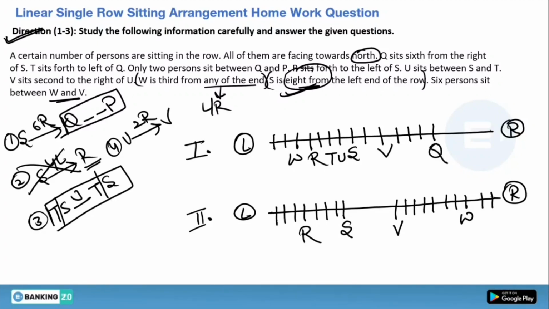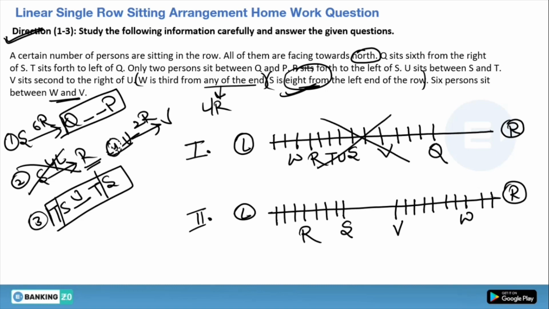Okay, and from U, V is second right. This is our fourth hint. So from U right side is this side, and V's place is 1 2 and 3, third. So fourth hint is not getting satisfied in our case number 1, so this case will be eliminated.